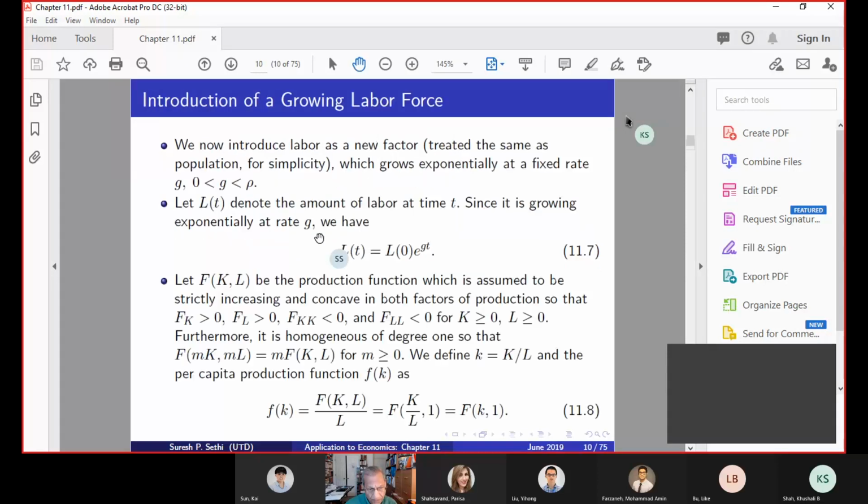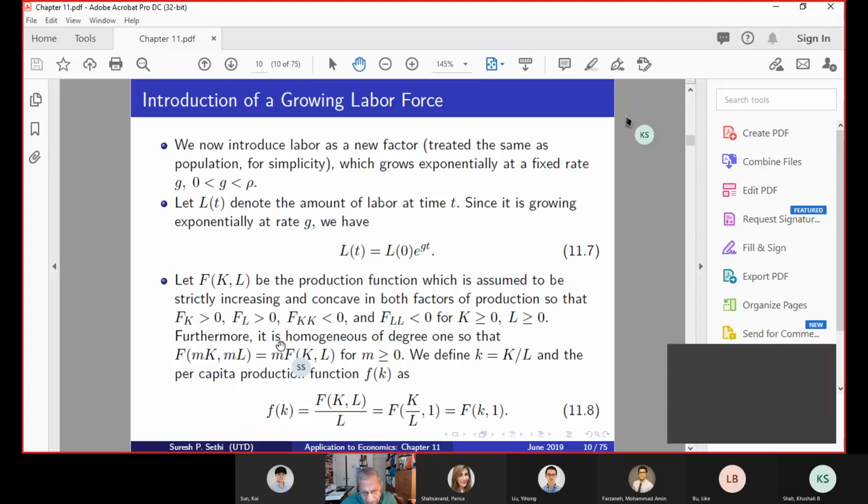Now we assume some conditions on this production function, which are standard. We assume that it increases with K, it increases with L, and it is marginally diminishing with K and marginally diminishing with L. So that's true. And those are the minimal conditions. The cross derivatives FKL could be anywhere, okay?